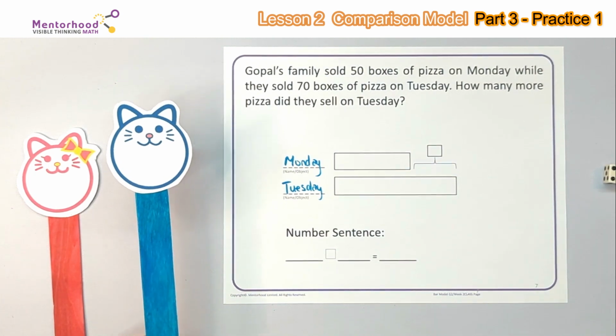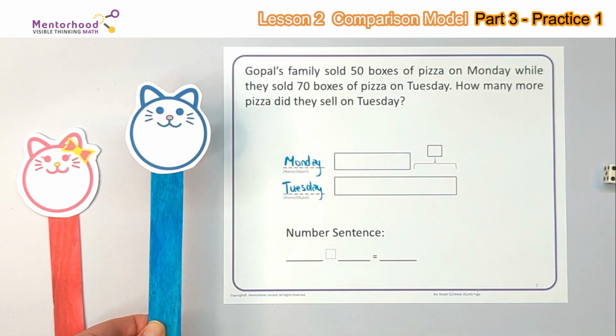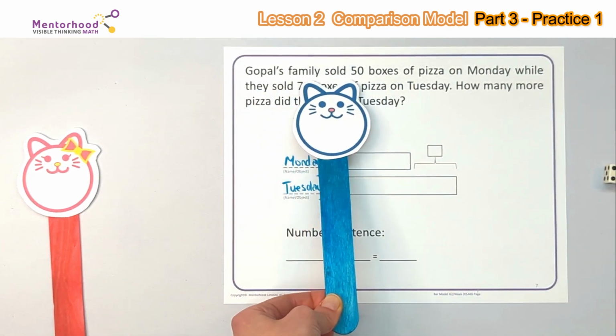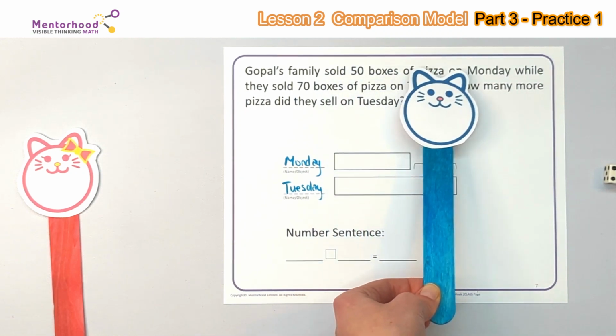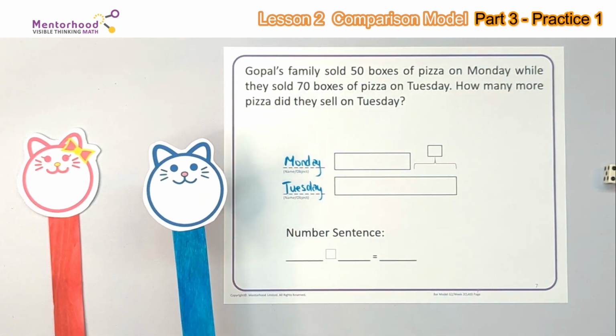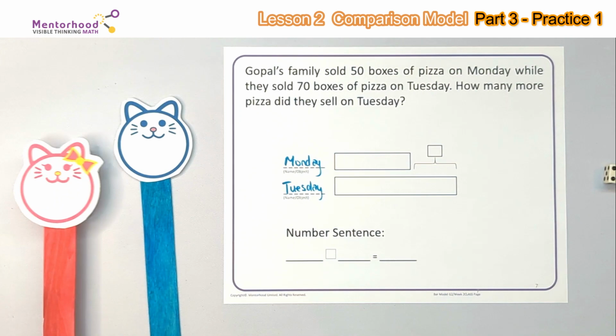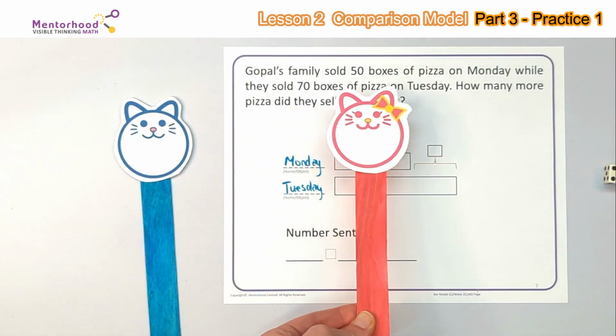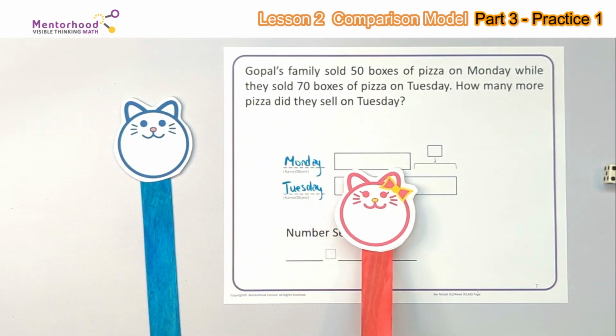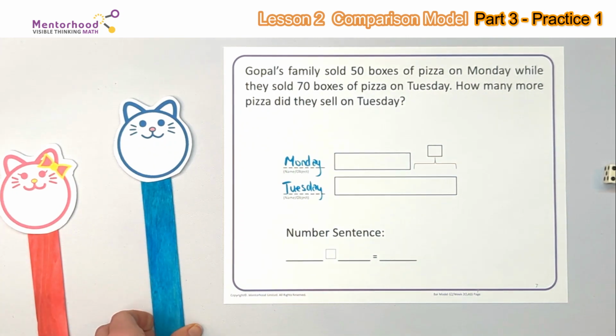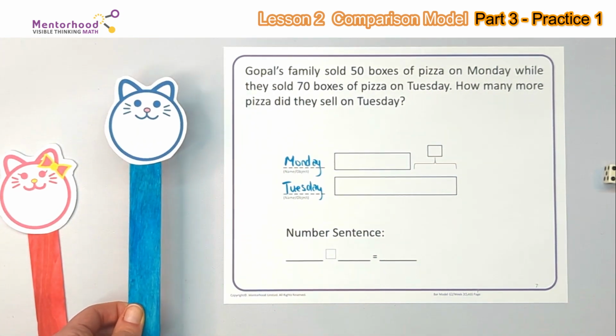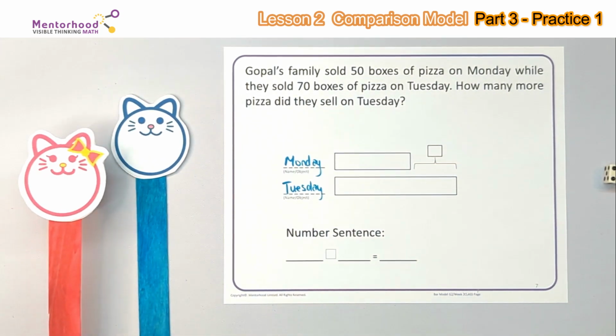All right, now what information can we fill in from the question? Gopal's family sold 50 boxes of pizza on Monday. Would the 50 boxes from Monday go in Monday's box? You got it! How about you write that in? Okay, I can do that.